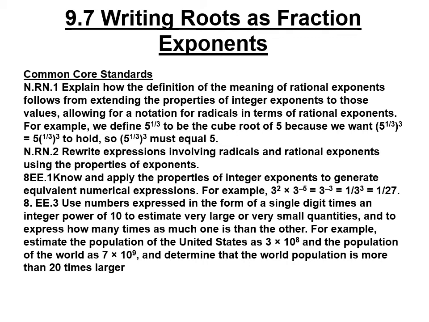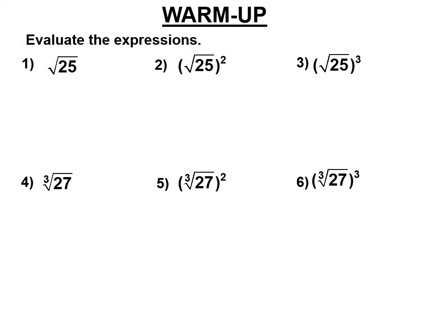So welcome to 9.7. Turns out you can write square roots and cube roots as fractions. So the square root of 25 is 5. The square root of 25 squared, those cancel out, and that's 25, right? That's not 5, because you could actually figure this out. The square root of 25 is 5, and then 5 squared is 25. The square root of 25 cubed, well, that would be 5 cubed, which would be 125.